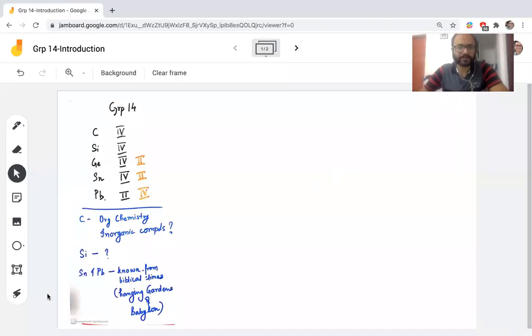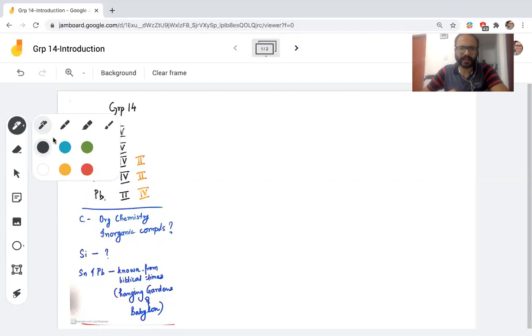Good morning, everyone. So today we are going to do the final group in module 2, that is representative elements part 1. In that, the final group that we have to look into is group 14. Okay, so group 14, as you all are aware, is basically the carbon family. It includes these elements, that is carbon, silicon, germanium, tin, and lead. These are the elements that you find in group 14.